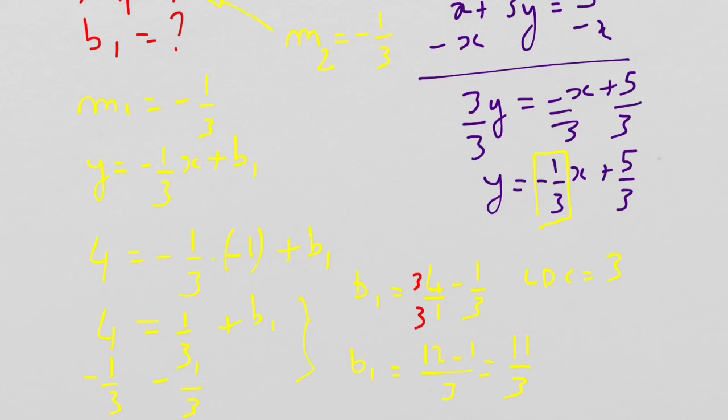Now I can say that the equation of line number 1 is y equal negative 1 over 3x plus b1, which is 11 over 3, so plus 11 over 3. Okay? All right. I'm going to stop here and open another video for the other problems.